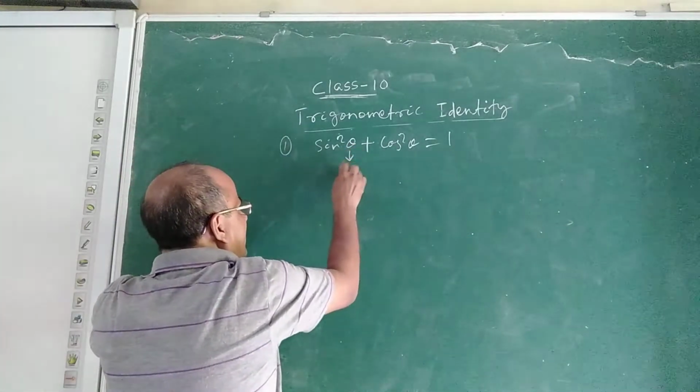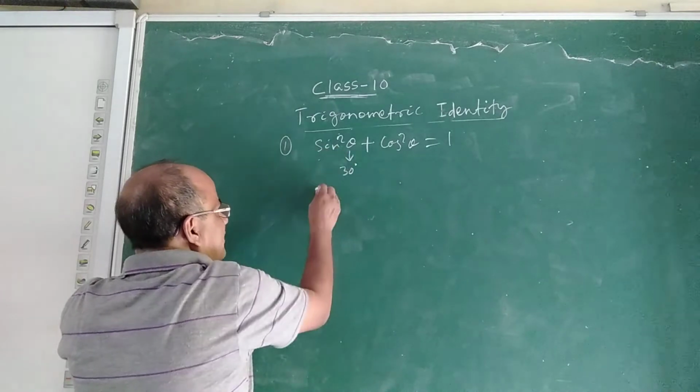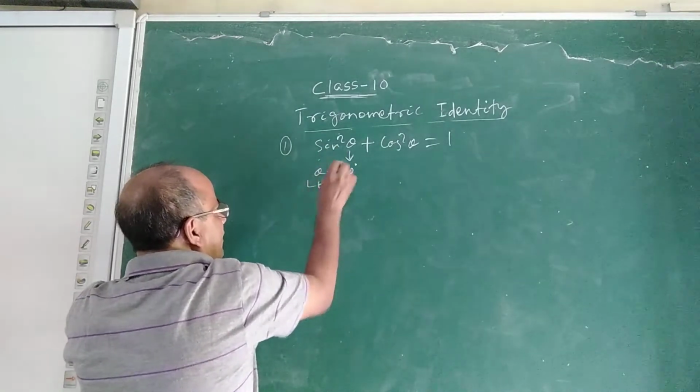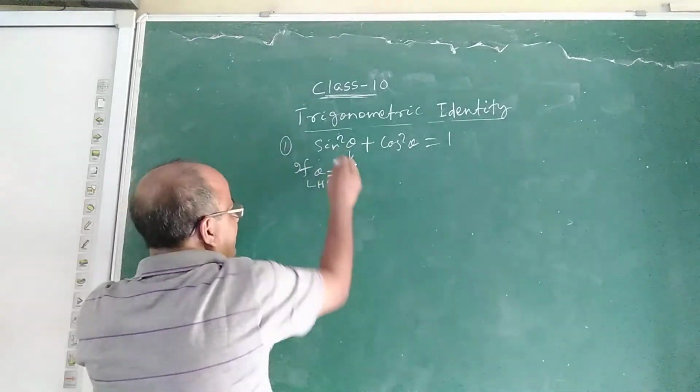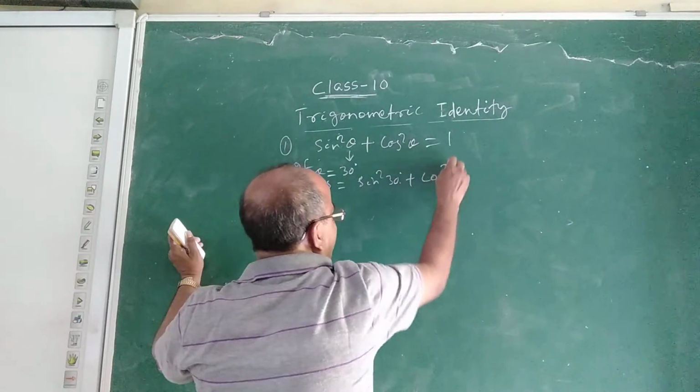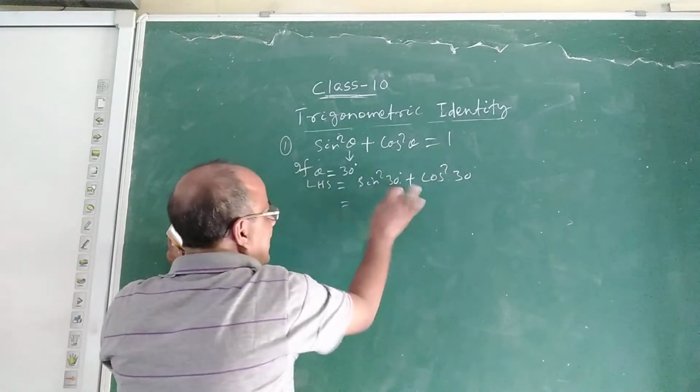Suppose theta equal to, you take 30 degree. Now what is the LHS, you find out. If theta is 30 degree, LHS will be how much? It will be sin square 30 plus cos square 30. Very good. Now what is sin square 30?